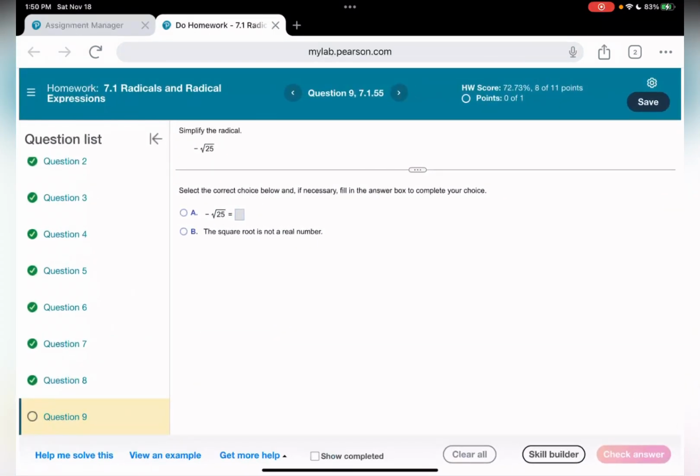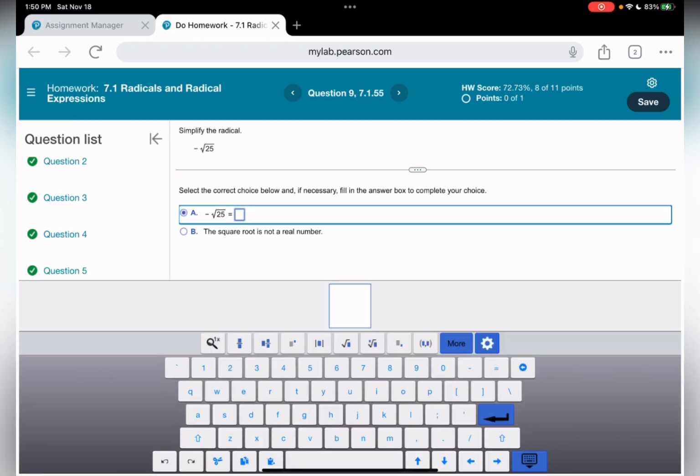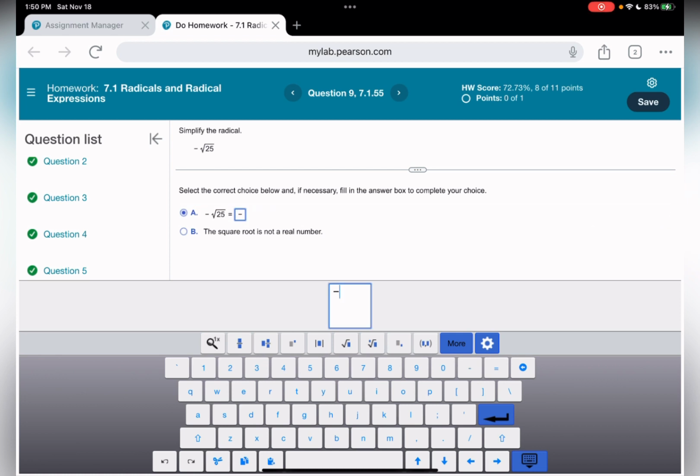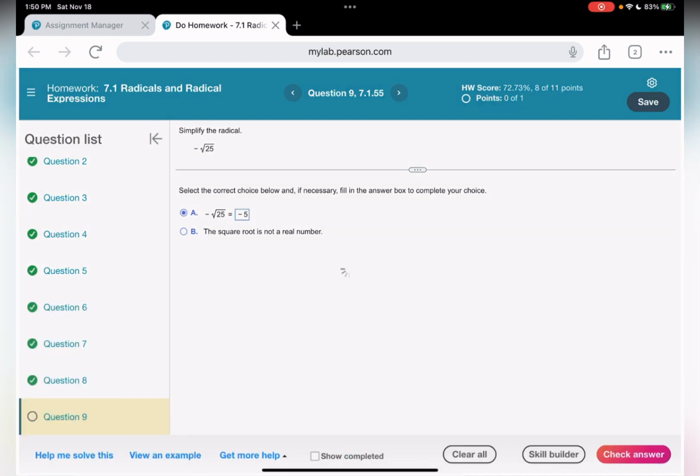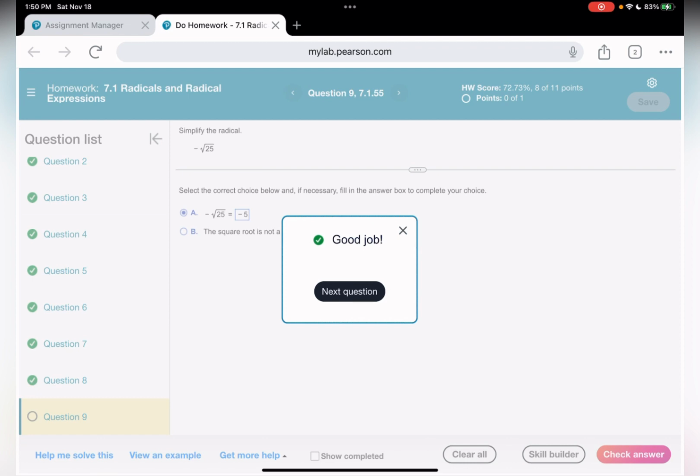Okay. Negative square root of 25. Since negative is outside, it doesn't cause any problem. We just leave the negative out and put 5. Next one.